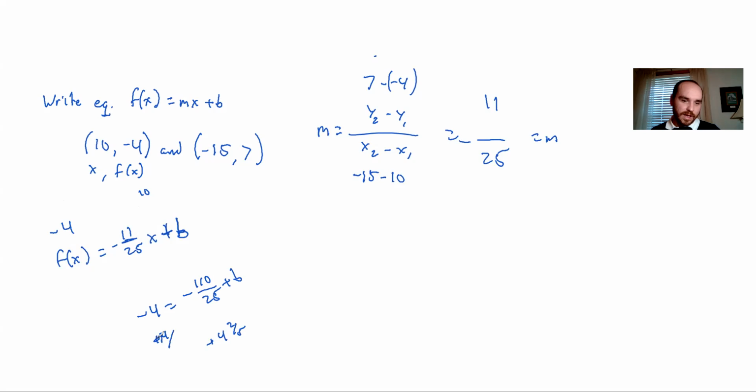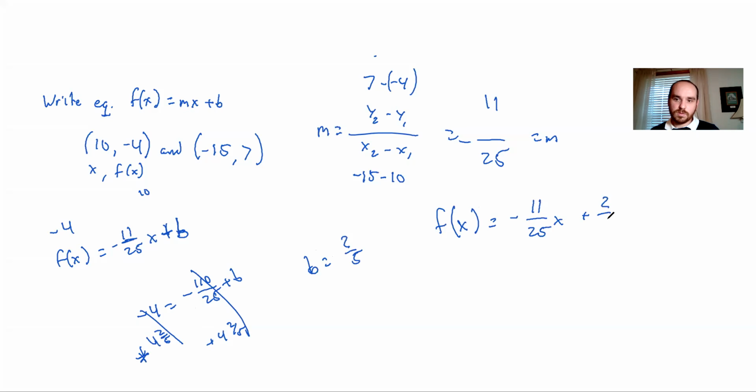So plus 4 and 2/5. And I just solved that and reduced it. These cancel. This gives us b equals 2/5. So you should have had f of x equals negative 11 over 25 x plus 2 fifths. Or for those of you that did it in decimals, it was negative 0.44x plus 0.4.